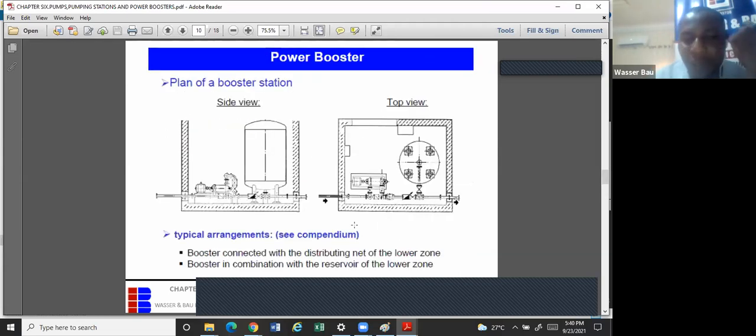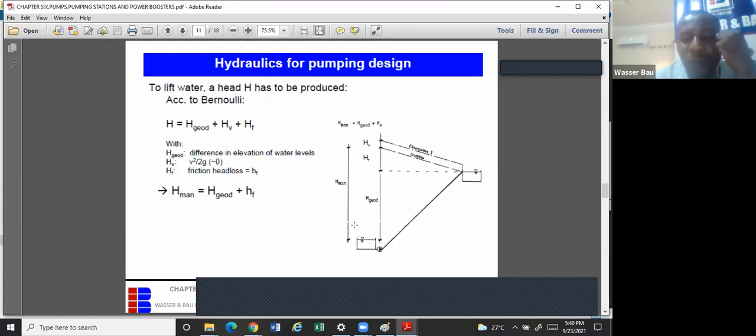So these are typical arrangements of a booster station. When you're looking for head, it is made up of 3 components. Number 1 is geodetic head. The geodetic head is just the difference between the upper level of water and the level of the consumer, or level of the tap. Then the head loss due to velocity: when water is flowing in a pipe, it's losing head due to its activity within itself, together with the choice of the material. Then the frictional factor is another type of loss.